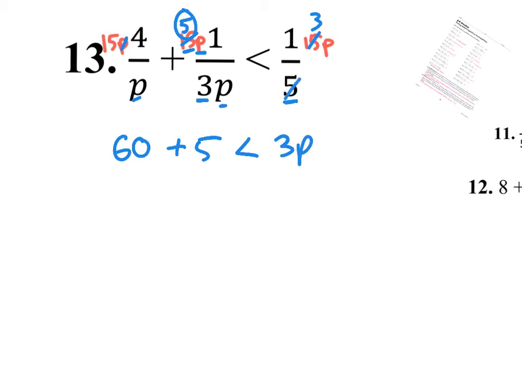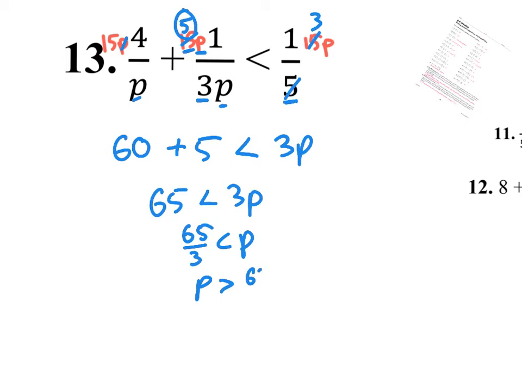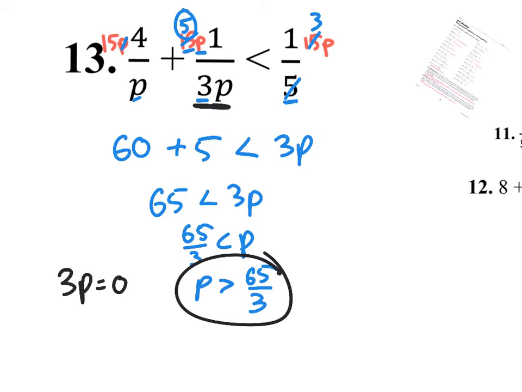Anyhow, there's our inequality, which is 65 is less than 3p, which means that p is greater than 65 divided by 3. So this is one possible answer, and we need to now go back and set our denominator equal to 0. So 3p, if it equals 0, divide both sides by 3, you'll still get p equals 0. So we have our two possible answers here, 65 over 3 and 0.